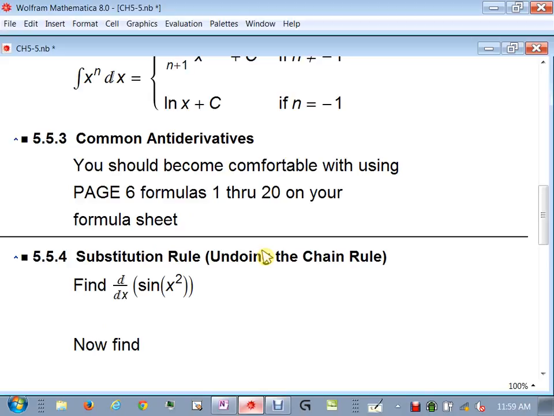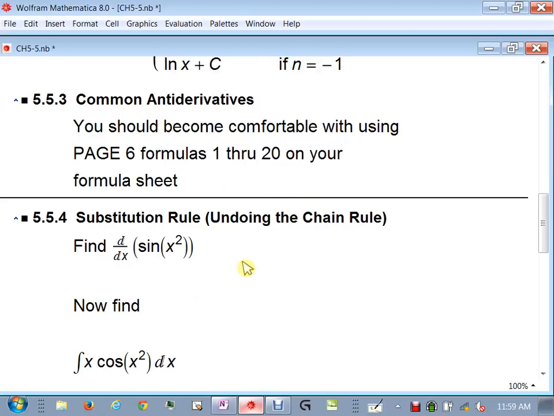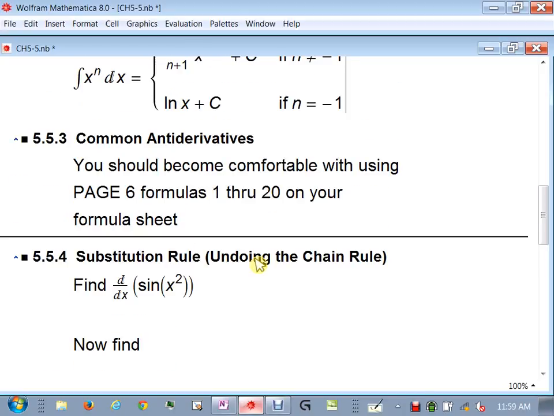And here's the first rule that we have, other than the power rule, the first real technique for attacking integrals. It's called substitution. We just call it substitution. They call it substitution rule in the book, but we will just call it substitution. And it's basically trying to undo the chain rule. So I'd like for us to start with this right here.